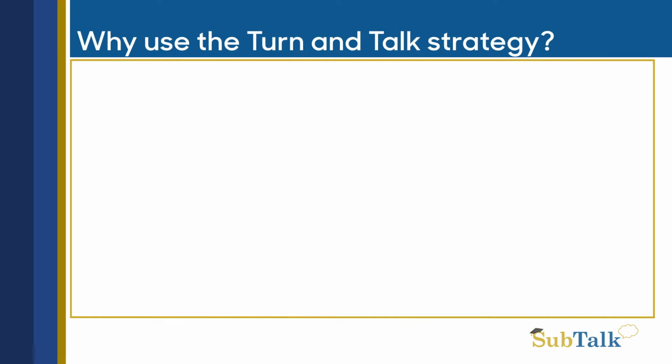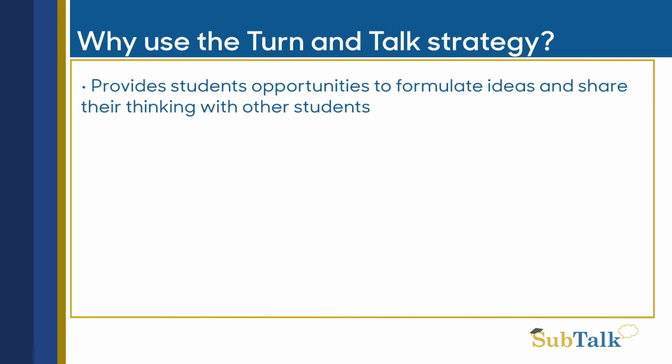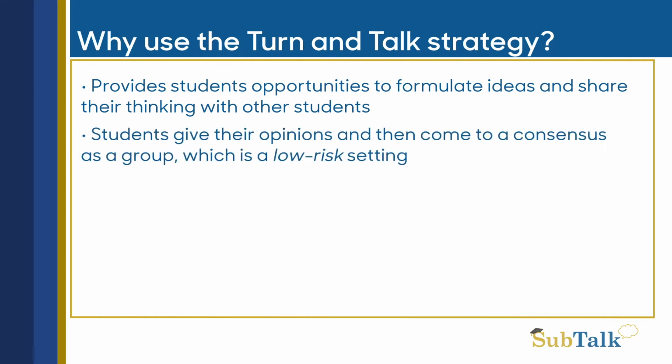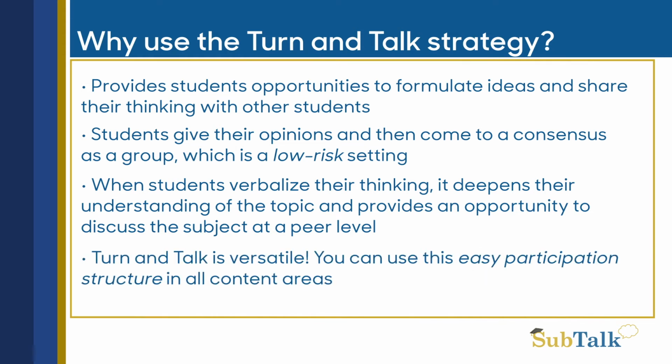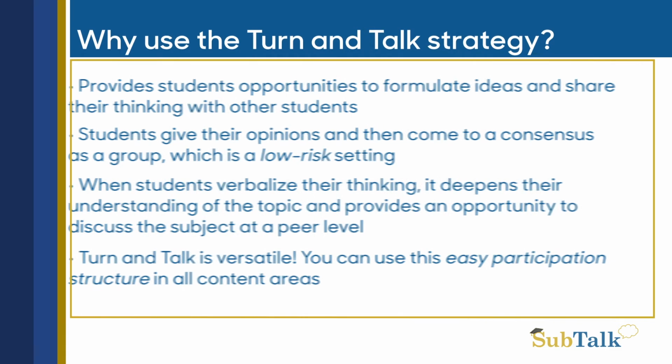Why use the turn and talk strategy? Turn and talk provides students opportunities to formulate ideas and share their thinking with other students. When turn and talk is used, students give their opinions and then come up with a consensus within the group, which is a low-risk setting. Students are much more comfortable when they share a group's opinion rather than their own. When students verbalize their thinking, it deepens their understanding of the topic and provides an opportunity to discuss the subject at a peer level. Turn and talk is versatile. You can use this easy participation structure in all content areas.